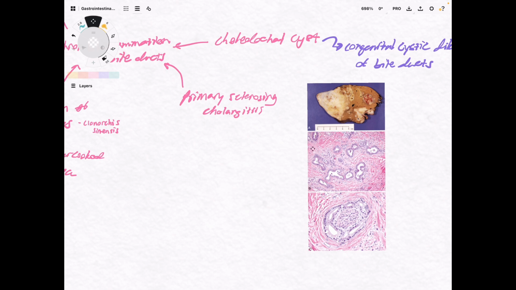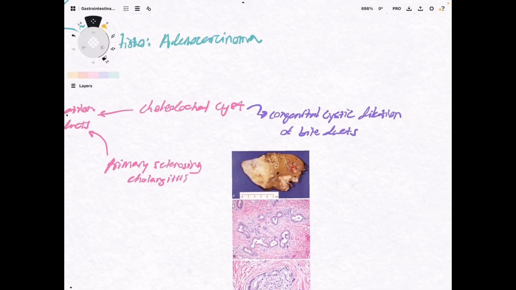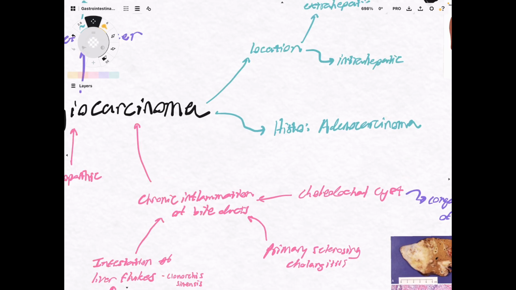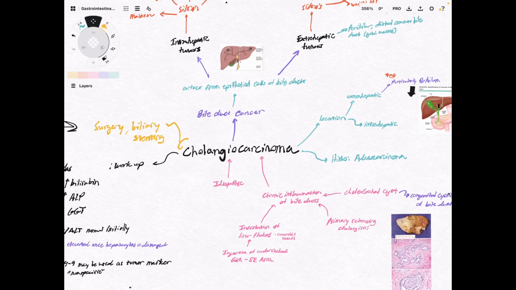And this can lead to cholangiocarcinoma. Last one is choledochal cyst, which is just a cystic outpouching of the bile duct present early in life. And this can lead to cholangiocarcinoma, causes bile obstruction. So the histo of cholangiocarcinoma, this is an adenocarcinoma, so a tumor of glands.